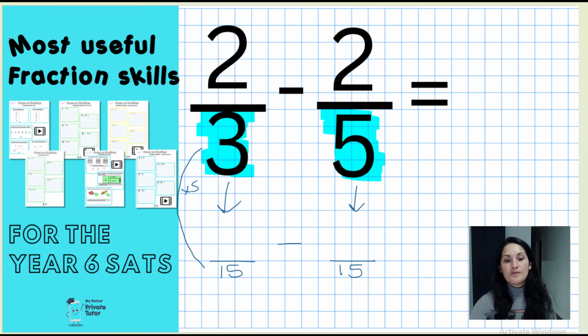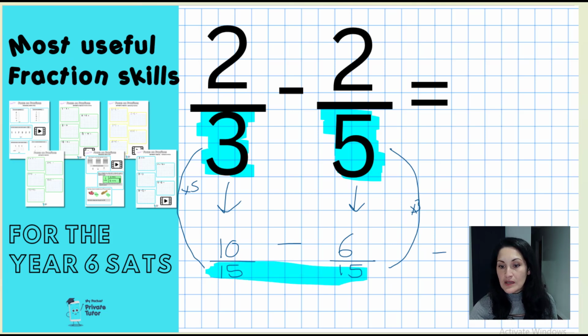So 2 we times by 5, which is 10, and then on the right hand side, my 5 I multiply by 3, which is the other denominator. So my 2 I also multiply by 3, which is 6. Now remember, we don't need to do anything to the denominator. If it is the same, we can simply write the denominator in over the other side.